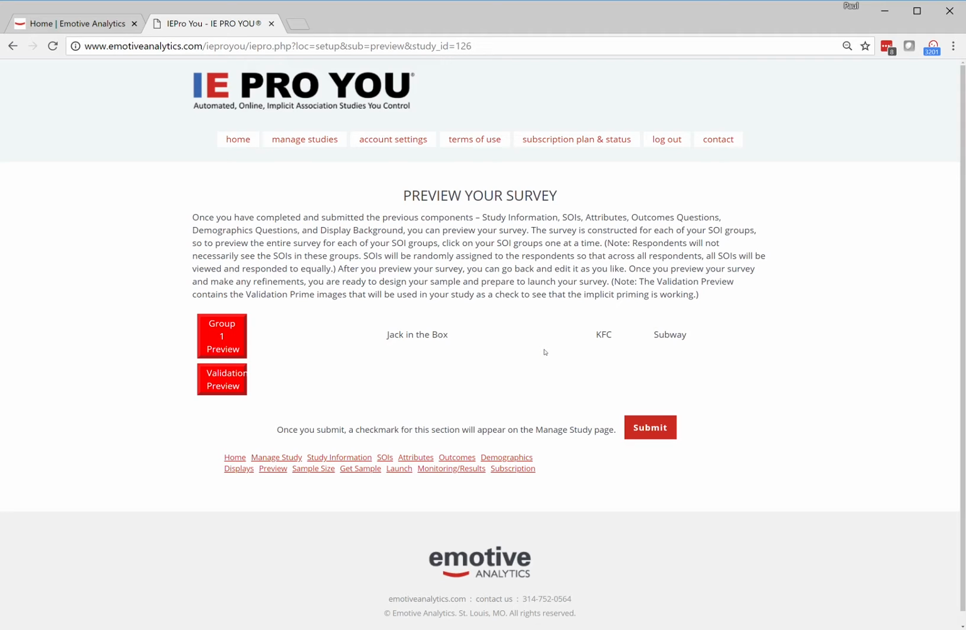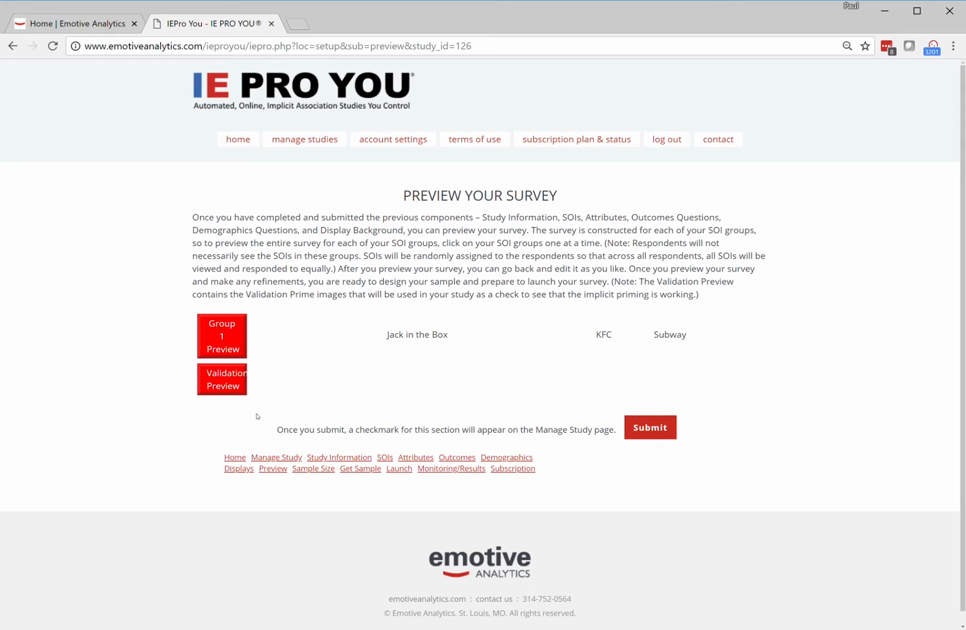To end up this part of our demo, I'll talk about the validation preview. In any study, we hold out or we assign 100 people to go through what's called the validation priming process. The validation primes are there to validate that the implicit and explicit processes are working, particularly the implicit processes. Instead of the SOI representations that you see for your targeted SOIs, in the validation prime surveys, the people see things that we already know what the responses should be.